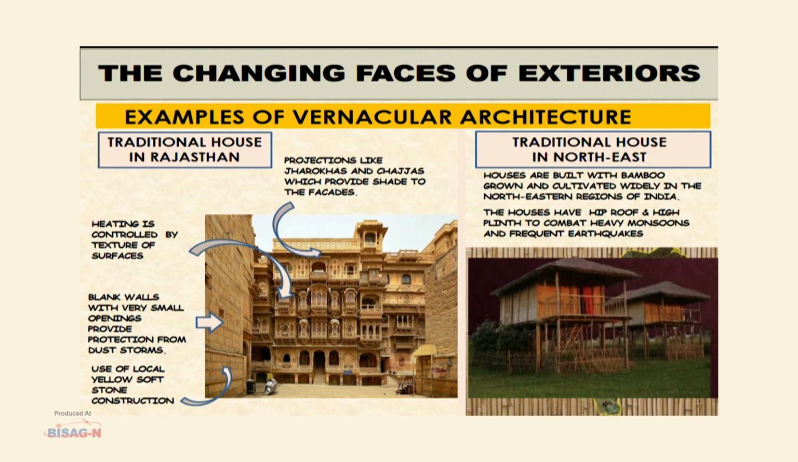Another fine example is the houses that are built in the northeast. These are built with bamboo, which is a locally grown and locally available material. And these houses are usually characterized by hip roofs and high plinths in order to combat the heavy monsoons and the frequent earthquakes that are characteristic to these areas.